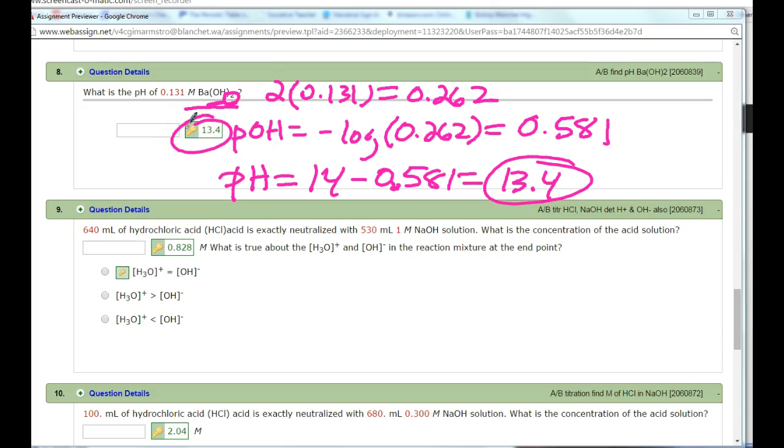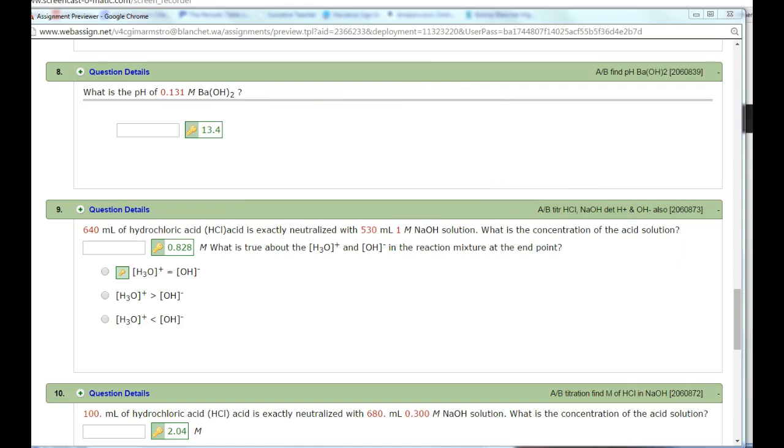Moving on to question 9. 640 milliliters of hydrochloric acid is exactly neutralized with 530 mL of 1 molar sodium hydroxide. What is the concentration of the acid? We are, again, at HCl plus NaOH makes NaCl plus H2O. So an acid plus a base is a salt plus water.